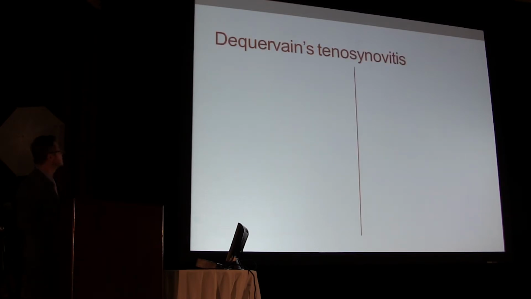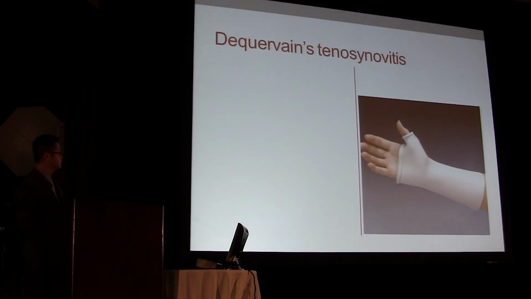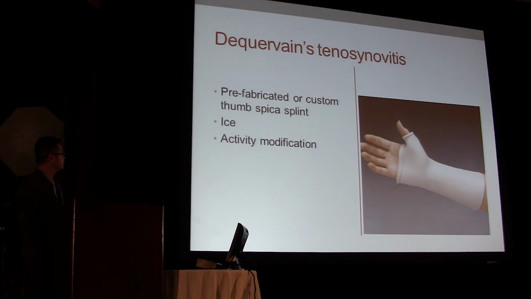So let's talk about treatment. De Quervain's tenosynovitis, you could do a thumb spica. If the thumb is involved, you do a thumb spica, okay? That's usually the tenet of hand surgery. You could do activity modifications, ice, NSAIDs. You could start with that. If they fail that, come back and get an injection.